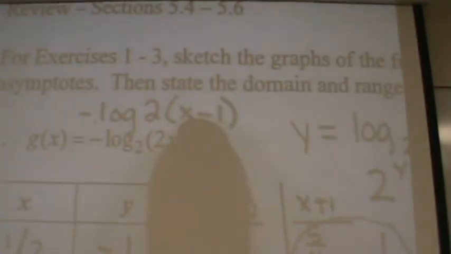Now, we have an asymptote, and you get it out of this equation. It's this right here. X, the opposite of this, is x equals 1. X equals 1 is your vertical asymptote. This is going to tell you what your domain is. Your domain for this problem is all the x values greater than 1, and your range for these is all real numbers.